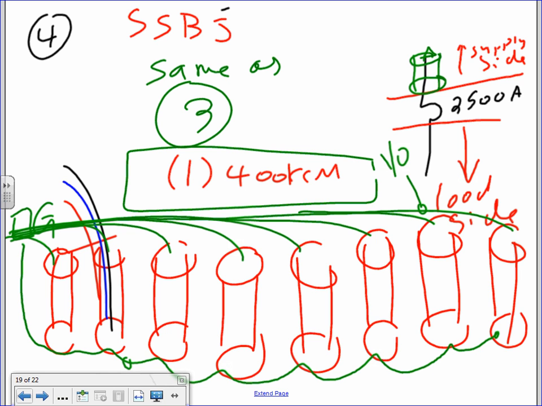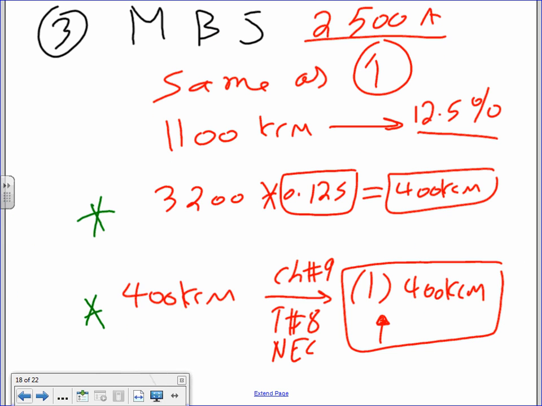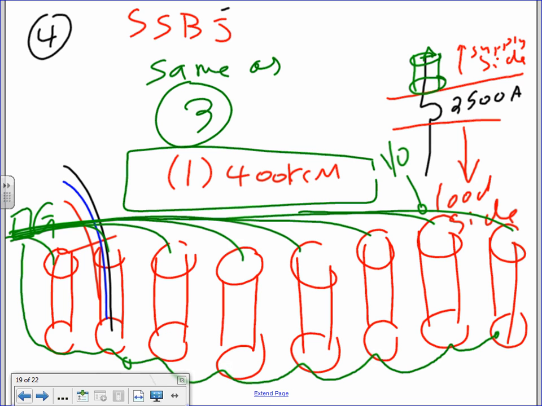Same as step number 3. So if you go to step number 3, guys, here's number 3. The conductor that you need is 400 kcm. Can you guys see that? Step number 3. So you can either do it with one conductor. Can you guys see that one conductor?